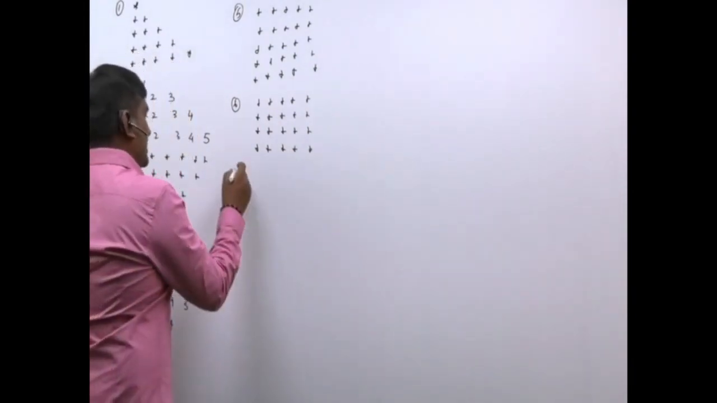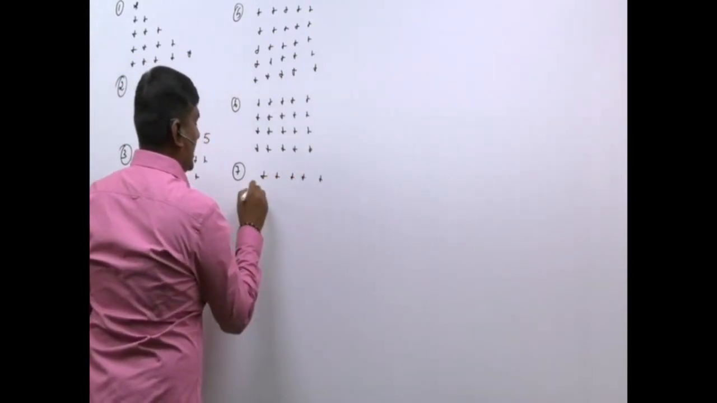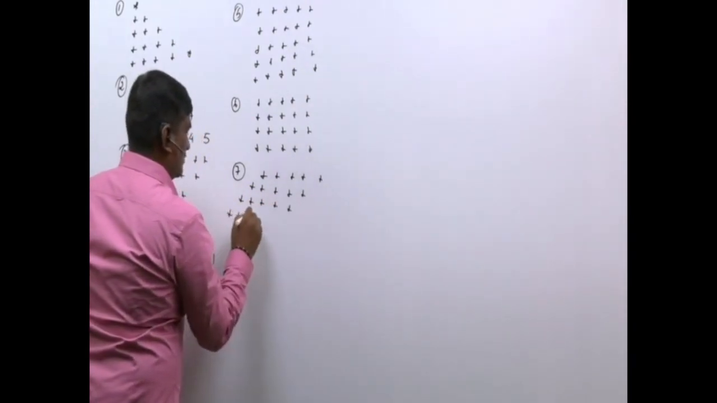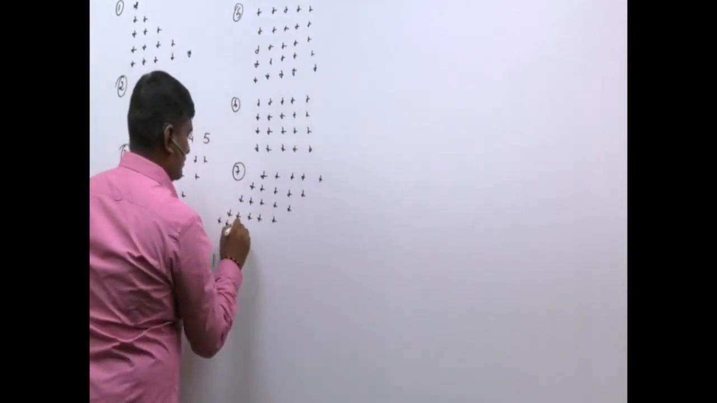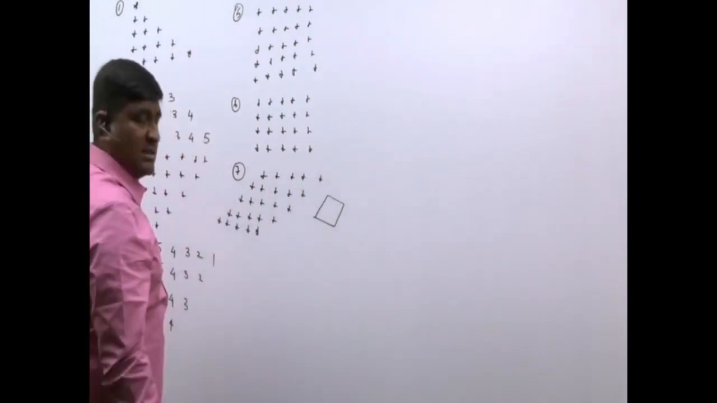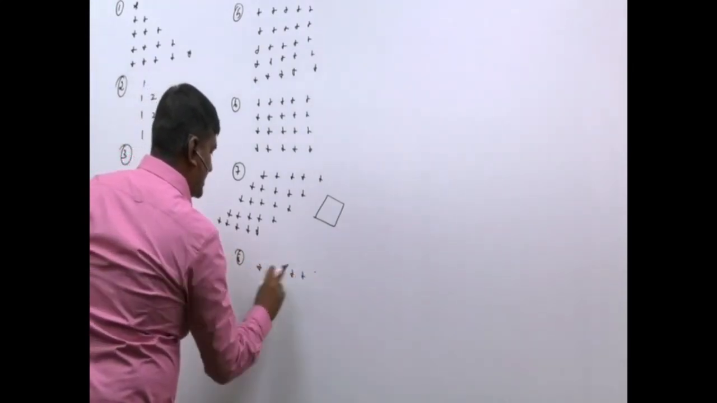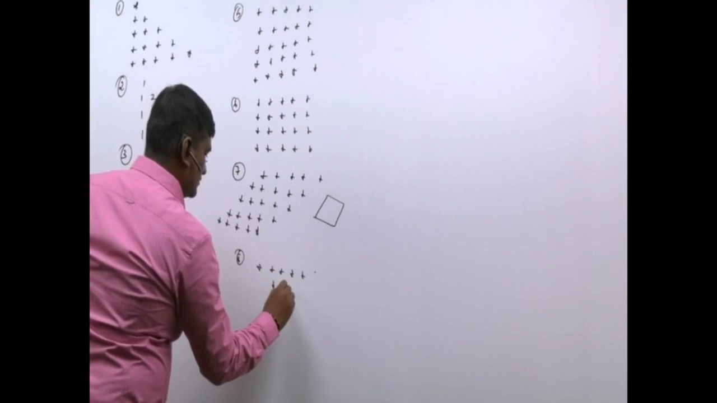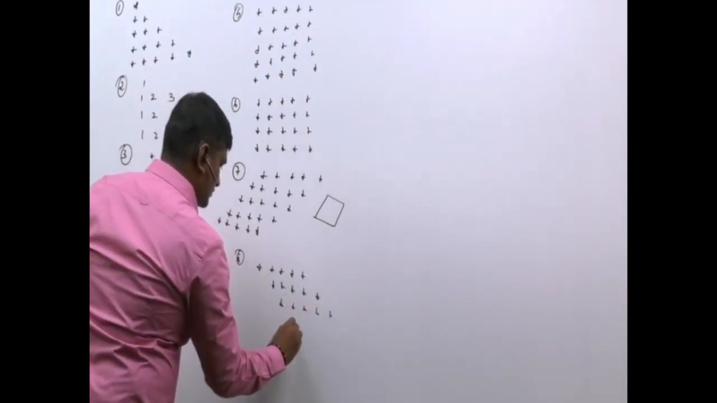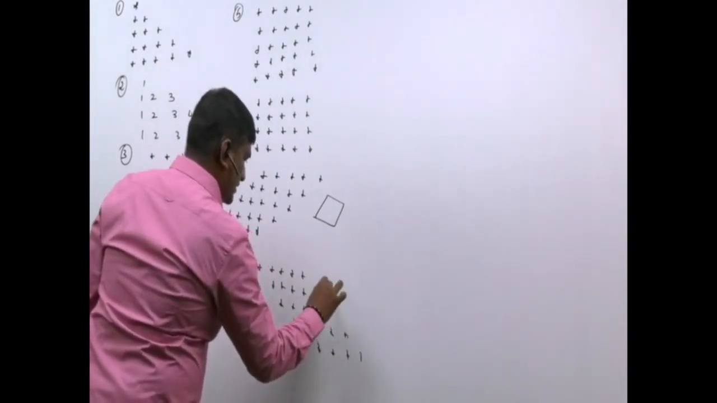They may also ask a question to display a parallelogram like this. See here, this is a parallelogram tilted towards the right. They may also ask to display a parallelogram tilted towards the left, like this. See here, like this.